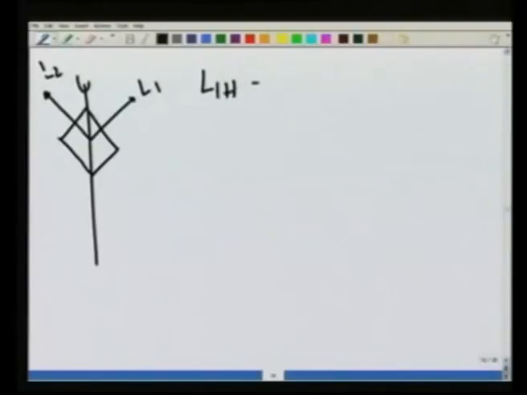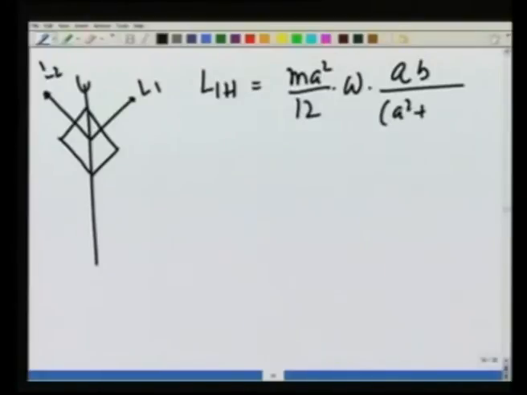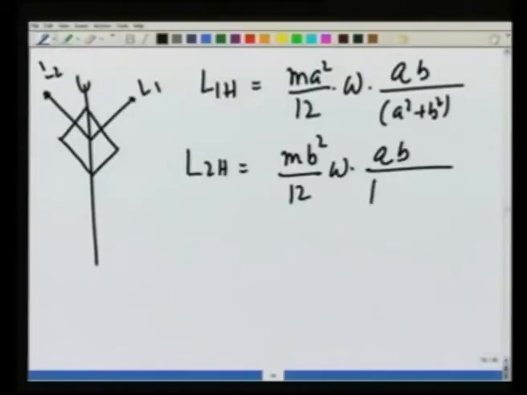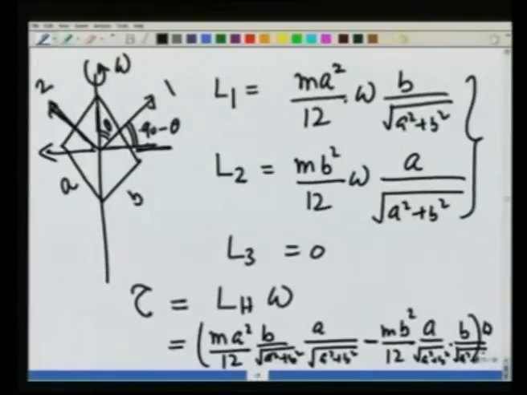L1 horizontal component is m a square over 12 omega sine theta cosine theta, which I can now write as ab over a square plus b square. L2 horizontal is m b square over 12 omega sine theta cosine theta, which I can write as ab over a square plus b square. There is no square root. This you see from the last screen. This all the product ab divided by a square plus b square, ab divided by a square plus b square times omega.